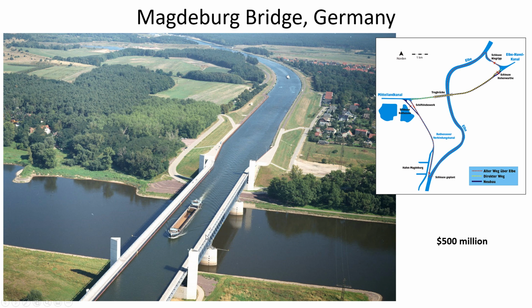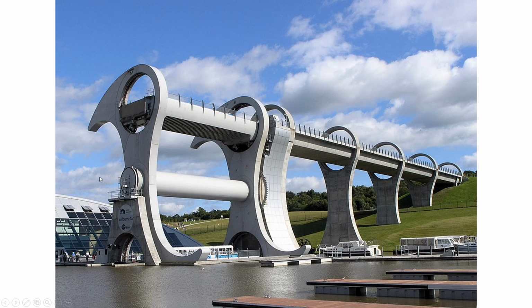Just the bridge alone, it seems like you could spend $500 million on that. But it's not just the Germans who have pretty interesting waterway solutions. There's a water wheel in Scotland. This is used to lift boats up from a lower reservoir up to a higher canal system. And so it rotates. I think you could probably get that sense by seeing the big spoked wheel here.